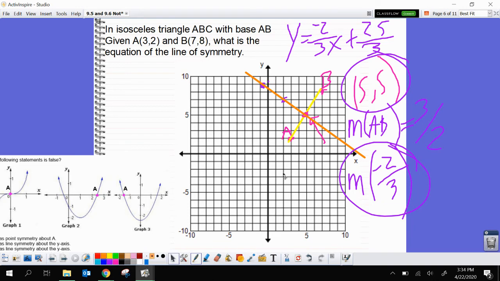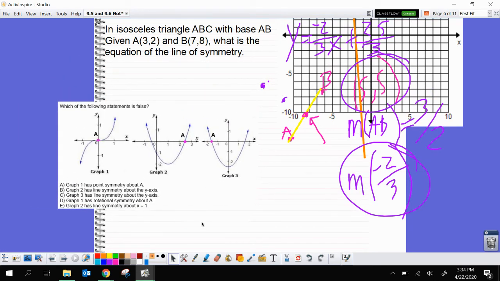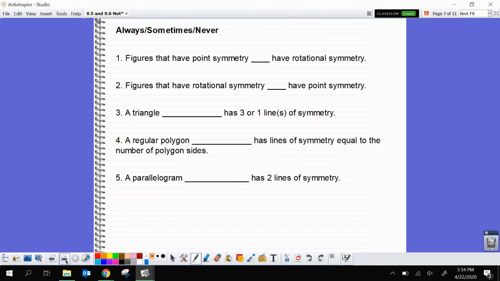All right, so I'm going to move some of that out of the way. This question here is pretty simple. I'm going to give you the answer because I think it's really easy. It says, which of the following statements is false? The one here that is going to be false is going to be B. If you want to take the time to do that one, these are talking about where the line of symmetry is. It's not hard.